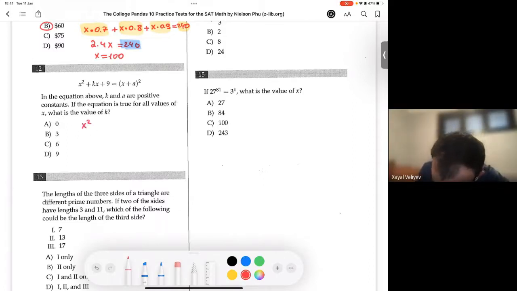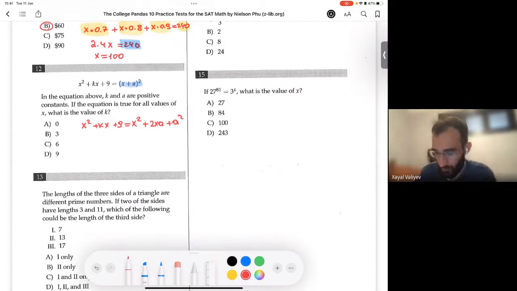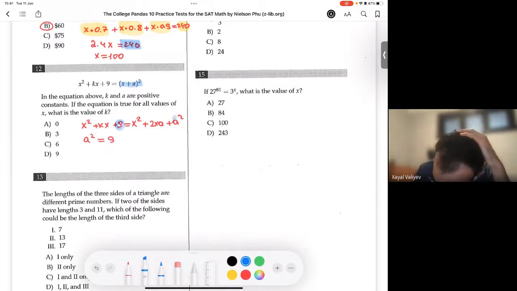We're going to write x squared plus kx plus 9 equals, opening the other bracket, x squared plus 2xa plus a squared. Don't forget, the expansion of this is not the same as x squared plus a squared. It is x squared plus 2ax plus a squared. Then I can easily see that a squared would be 9, because that's the constant part for both. And we also have 2xa equals kx. I'm looking for k. Let's just find a first.